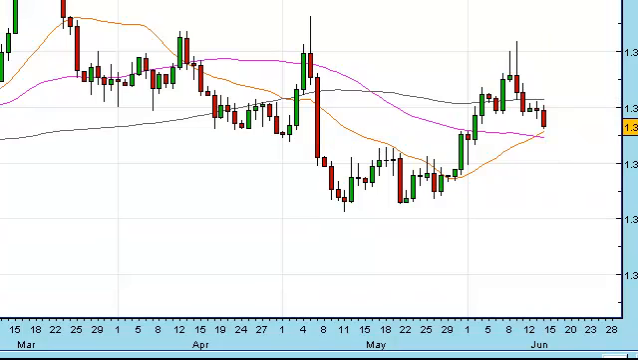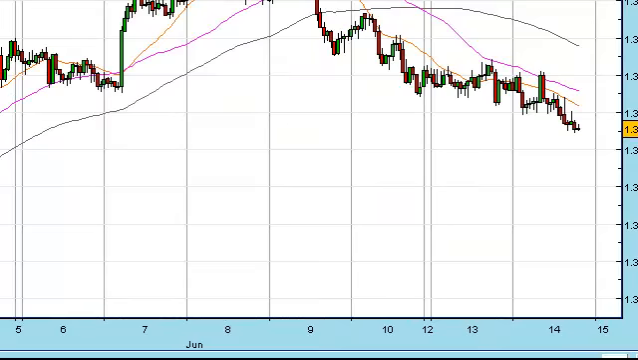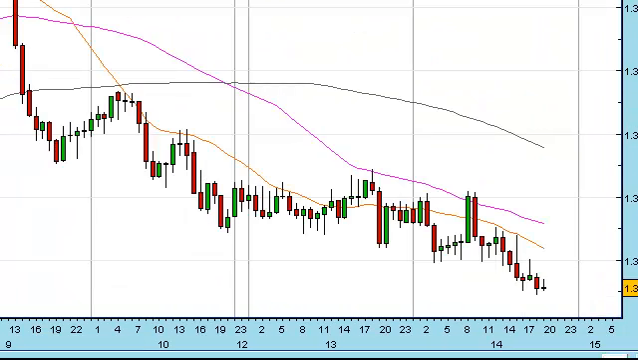Moving from the daily time frame to the 1 hour time frame, what I want to show you is where I'm going to take profits on this trade.